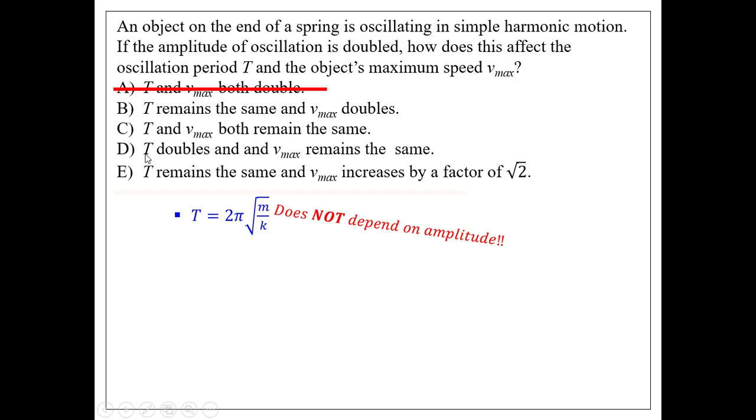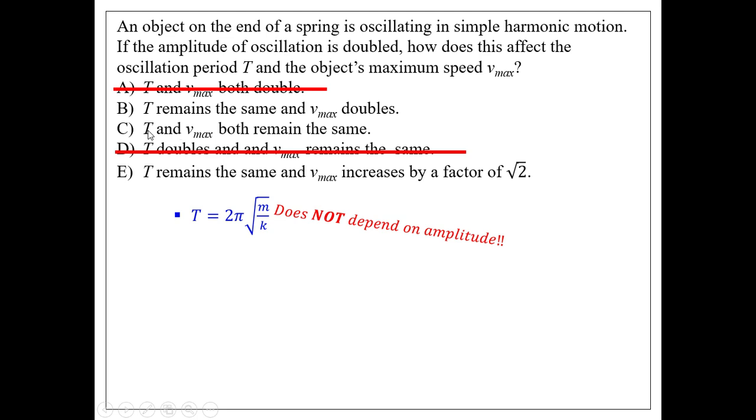Choice D says T doubles. I'm going to cross that out, the whole thing, just because the first part is already wrong. And then I'm also going to cross out choice C. Choice B says T remains the same and V max doubles. C here says T and V max both remain the same. I'm going to cross out C.